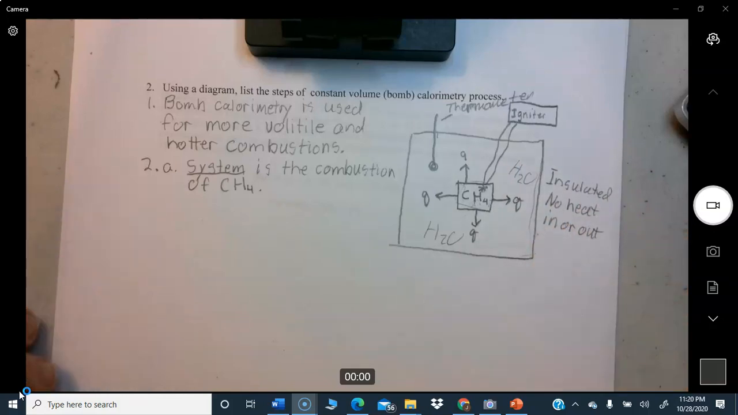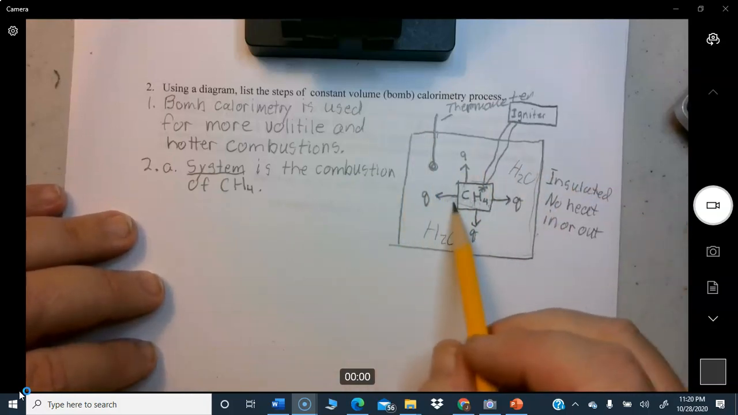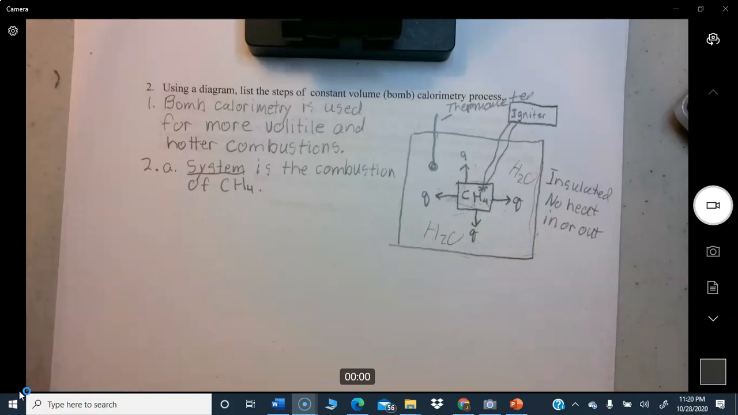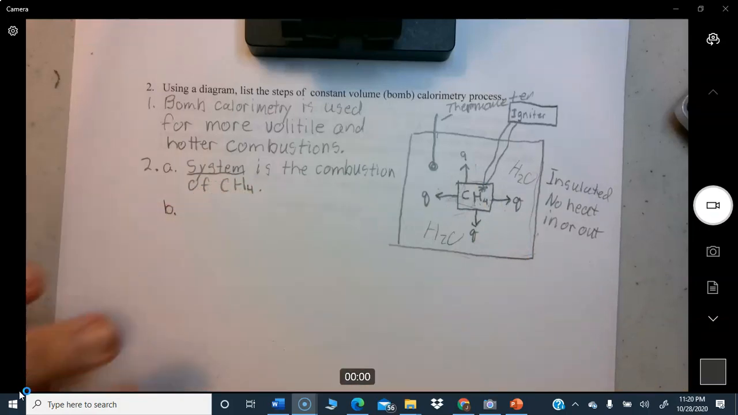So no heat in or out. That's insulated, this entire large box. Heat can come out of this, as is shown right here in this diagram. Okay, B, what are the surroundings? So here's where it's different.